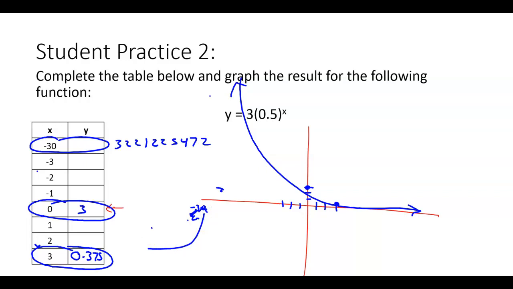Does anybody? What's less than 1? The b value, the base. When this number here is less than 1, as we move to the left, it goes down. It's decreasing. If this number is bigger than 1, then as we go to the right, it goes upwards, and that's increasing. So that's what we call growth versus decay.